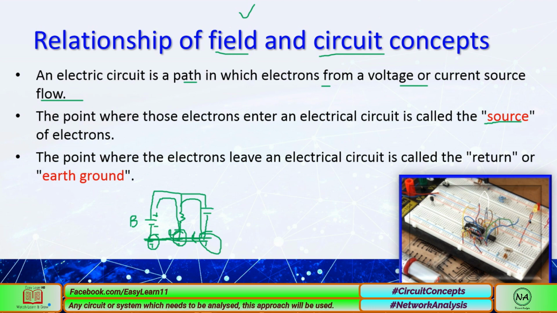This is the return point with a different energy level. The energy level when they are entering into this circuit as a source, from the source, is high due to the voltage we already discussed in the previous section.